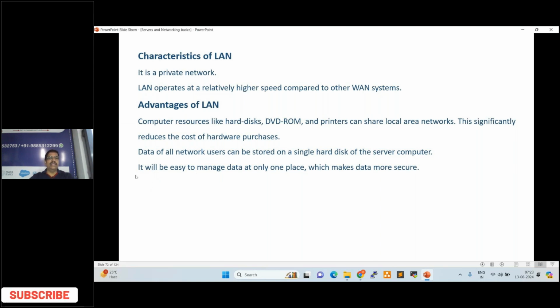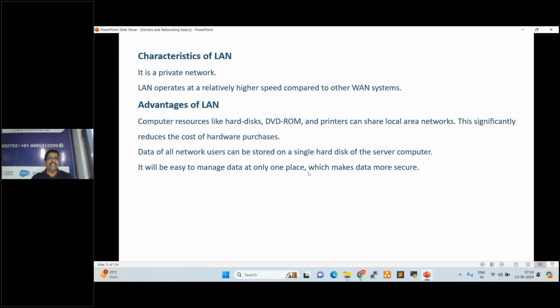Data of all network users can be stored on a single hard disk of the server computer. It will be easy to manage data in one place, which makes data more secure, right? So normally we can configure the server in the data center, right? No need for everyone to connect to the server. They can store the data in the server. They can access the data from the server.